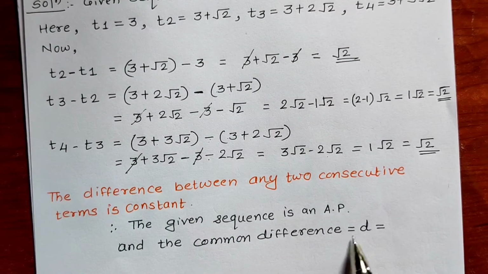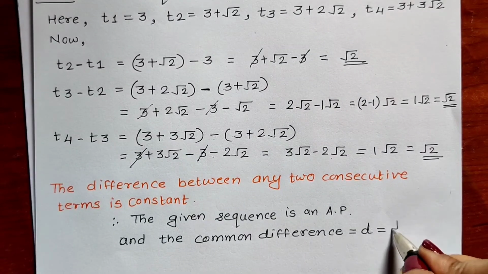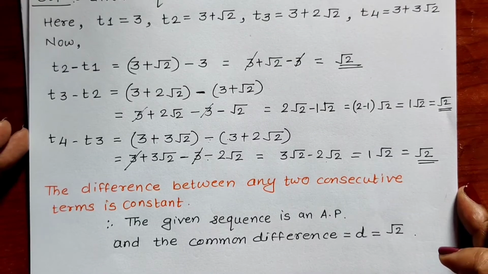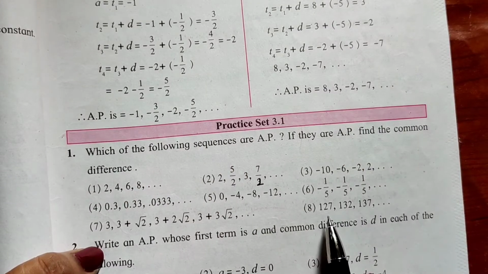And therefore common difference D is equal to root 2. So in this way we can solve this sum number 7. Now let us go on to the next sum. The next sum is very easy.